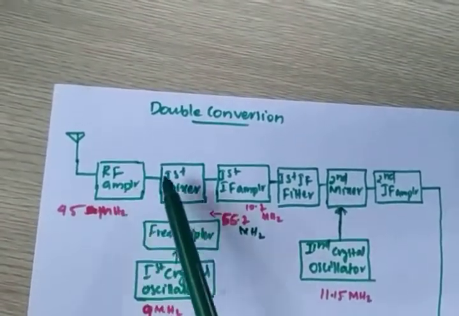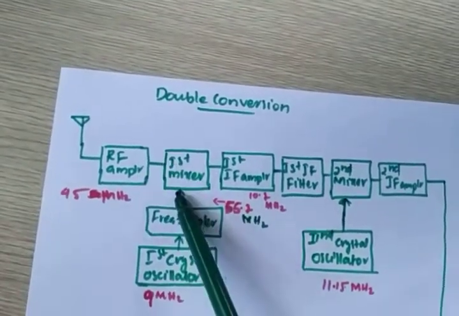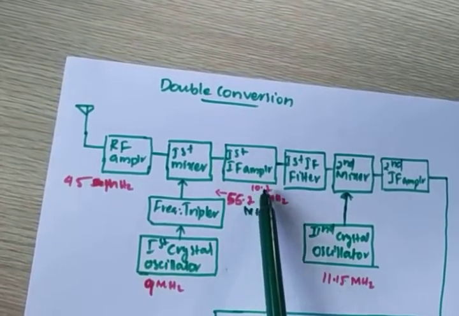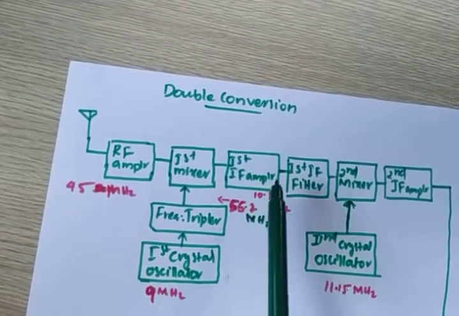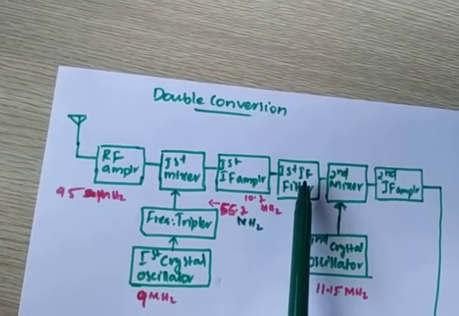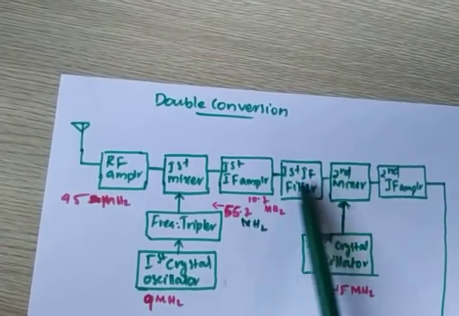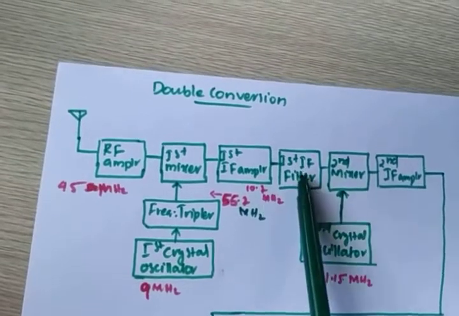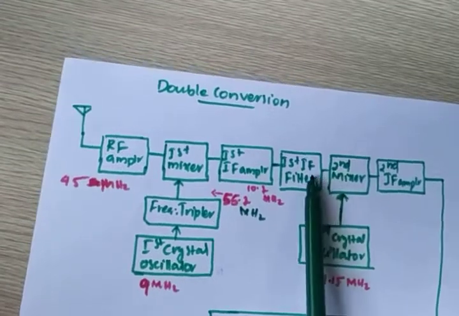The RF amplifier output is given to the mixer, and the crystal oscillator frequency is given, so these are compared and the intermediate frequency is taken at the output. The intermediate frequency is 10.7 megahertz here. This is the first IF amplifier. This frequency is amplified, then given to a filter. The filter should pass only the desired frequency. Here I am taking the desired frequency as 10.7, so the filter output will have only 10.7 megahertz.